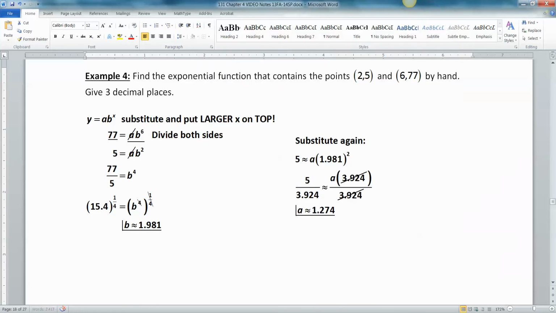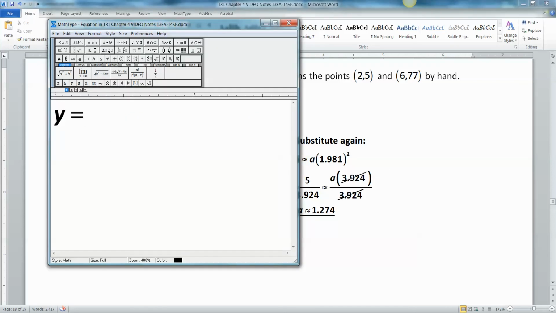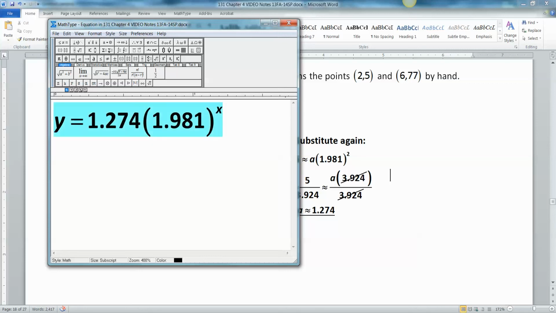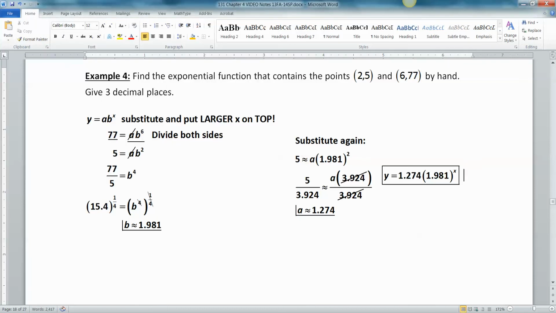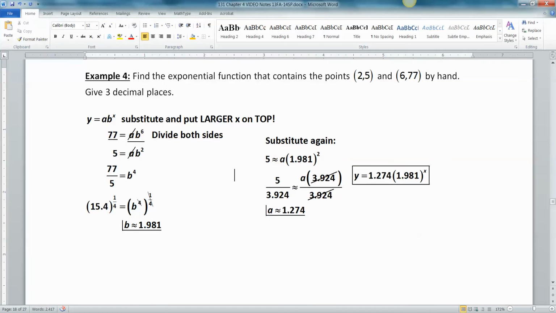All right, so our final result then, we think, is, let me put it over here. y equals 1.274 times 1.981 to the x. Now again, we can check ourselves with our calculator. Even though it said to do it by hand, there's nothing stopping us from double checking, right?